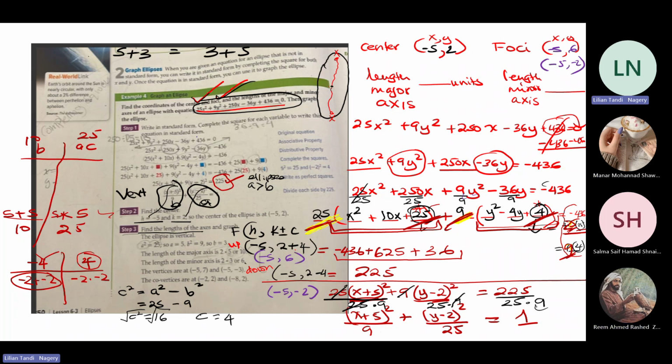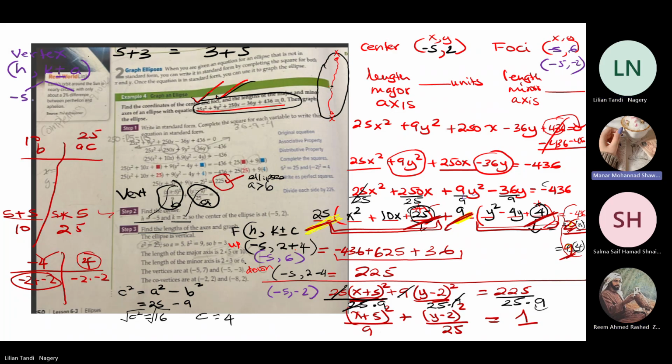You remember when the PowerPoint? All right. So the vertex, there is a Kanun. When it is vertical, your Kanun for the vertex is H, K plus A or K minus A. So you need two vertices, sir. How much is H? -5.